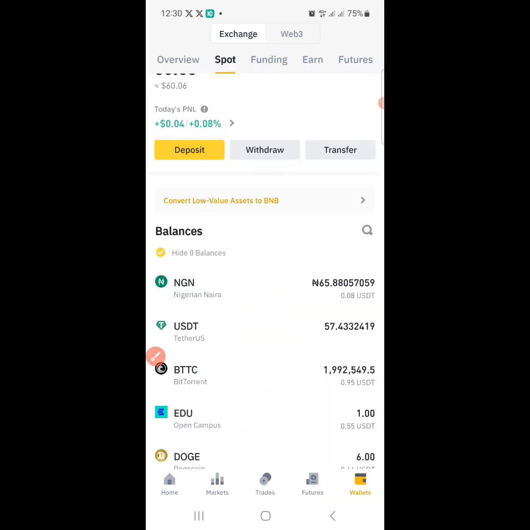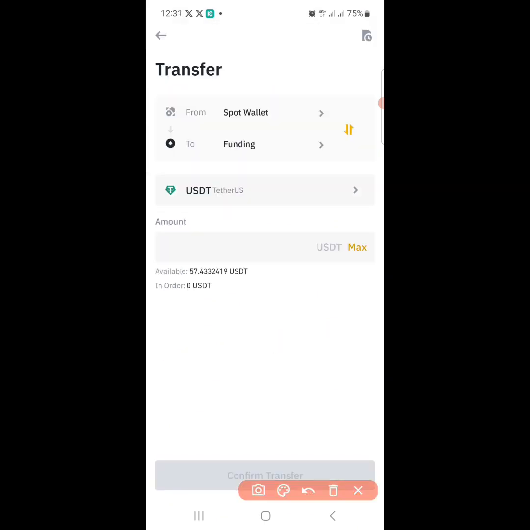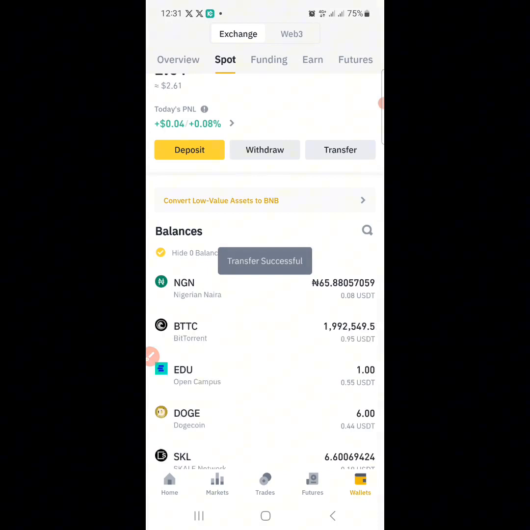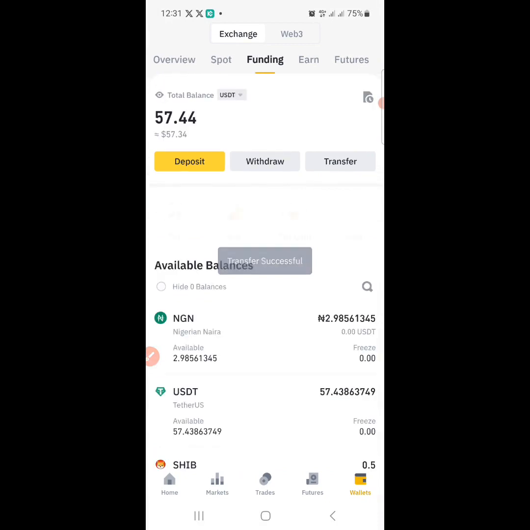I'll just click on this transfer button at the spot area. After you've clicked on that, you see you're transferring from spot to funding. Select the currency you want to transfer. Let's say I want to transfer the maximum amount. I'll click on confirm transfer. The amount has been transferred to my funding. The amount has been reflected in my funding, so I can go ahead to perform the transaction right now.